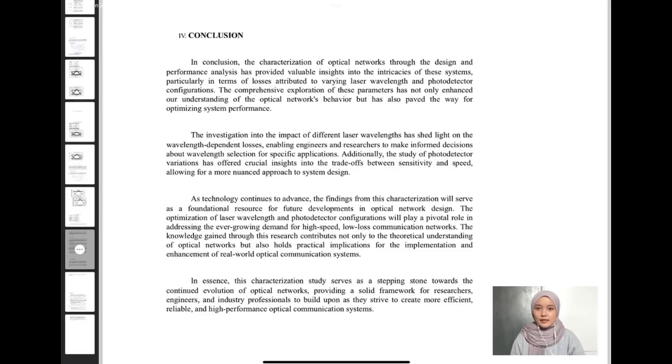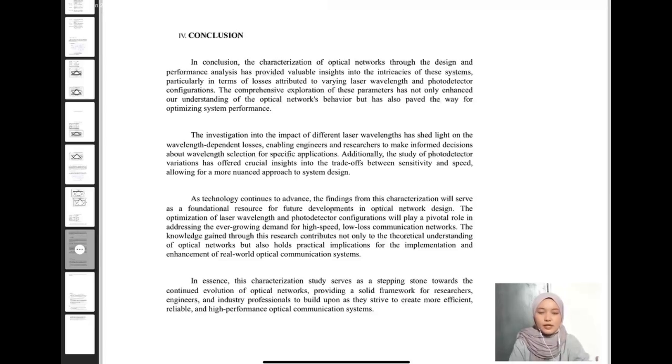In conclusion, the characterization of optical networks through the design and performance analysis has provided valuable insights into the intricacies of the systems, particularly in terms of losses attributed to varying laser wavelength and photodetector configurations. The comprehensive exploration of these parameters has not only enhanced our understanding of the optical network's behavior, but has also paved the way for optimizing system performance.